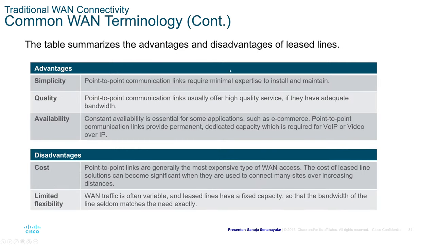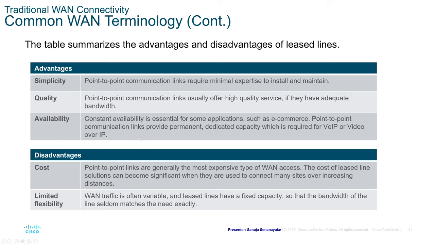And on this slide, we have summarized some common WAN terminology and the advantages and disadvantages of those leased lines. So the advantages of leased lines include simplicity. Point-to-point communication links require minimal expertise to install and maintain. Then quality. Point-to-point communication links are usually high quality, and they have adequate bandwidth. Assuming the leased line has adequate bandwidth built into it, it will be very good compared to using a shared line, because your organization would be the only organization using that point-to-point communication. Availability.